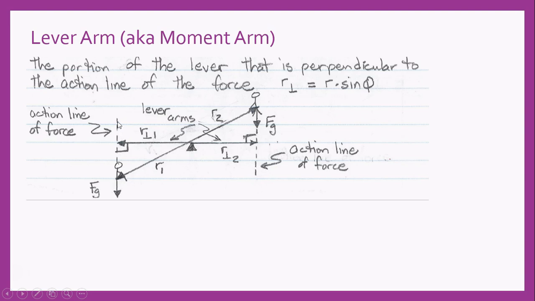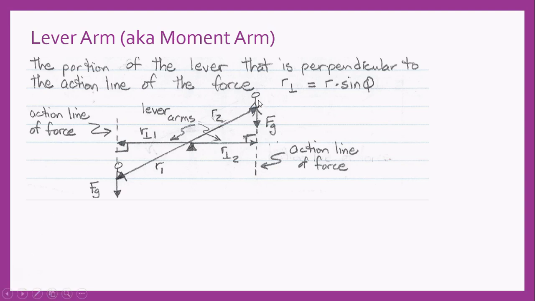We extend it far enough up so that we can draw a line from the fulcrum to the action line of the force that is perpendicular. So we are drawing, from the fulcrum to the line of action, a line that is perpendicular to the line of action. And the length of this line is the magnitude of the lever arm. Now our angle phi is this angle here from the lever arm to the force. So we know that this is the opposite side, and that's why the lever arm is equal to the magnitude of the lever times sine phi.